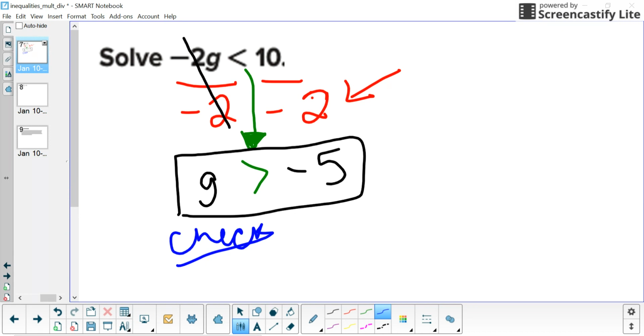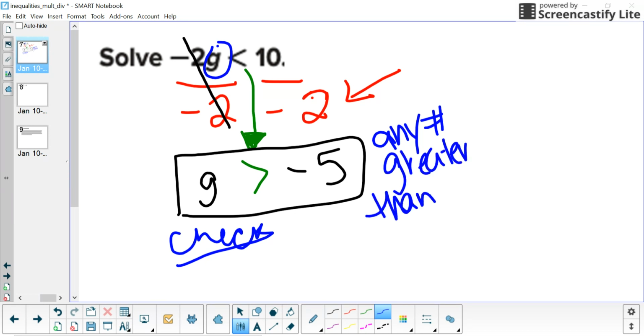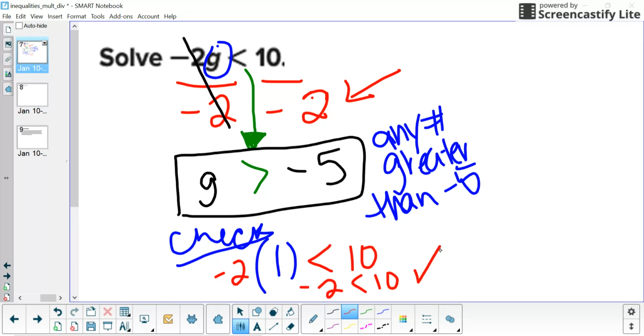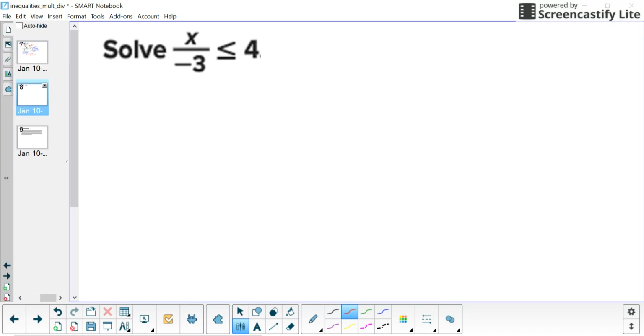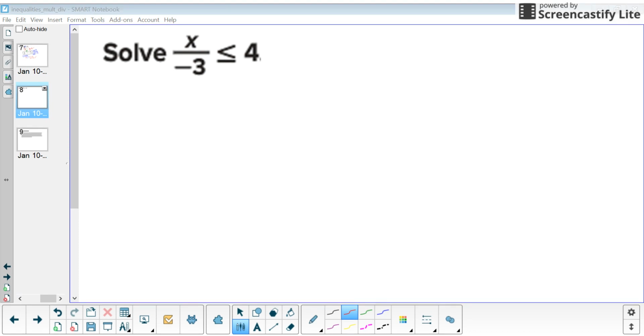So instead of g here, I'm going to plug in any number greater than negative 5. So a number greater than negative 5 is, I don't know, any positive number. So I'll say positive 1. So I plug in a positive 1. I have negative 2, which is less than 10. Okay, so negative 2 is less than 10. That does check out.